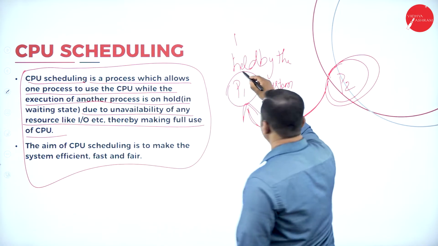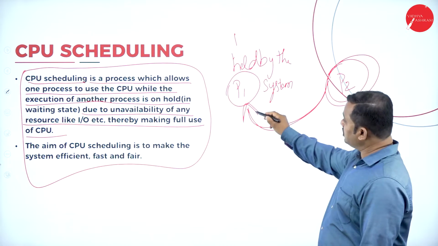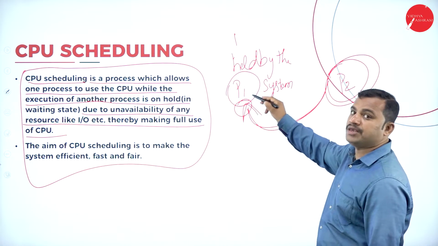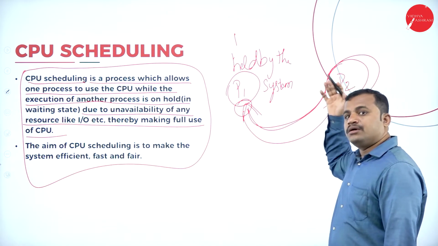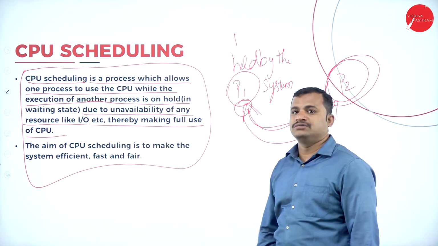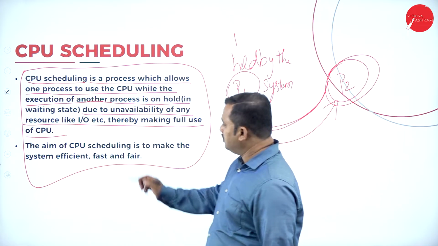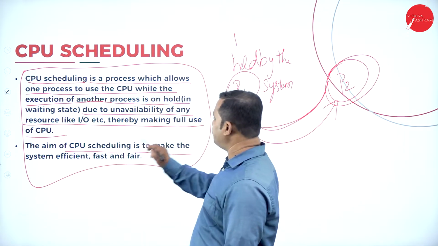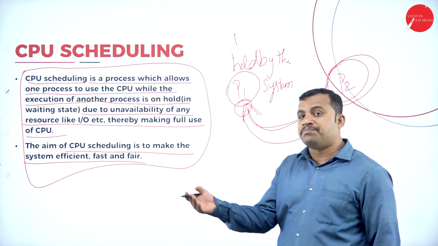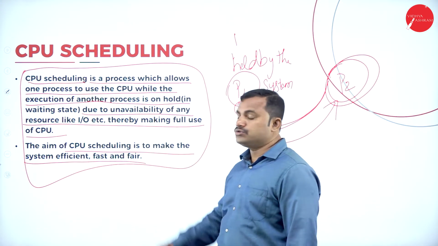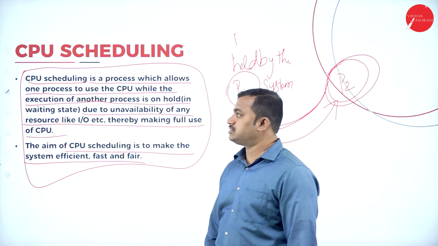When it is on hold, the resources utilized by process P1 may be granted to process P2 so that P2 can complete the execution of the system. That is the thing. The aim of CPU scheduling is to make the system efficient, fast and fair. That is, to increase the performance of a system, we use the CPU scheduling algorithms.